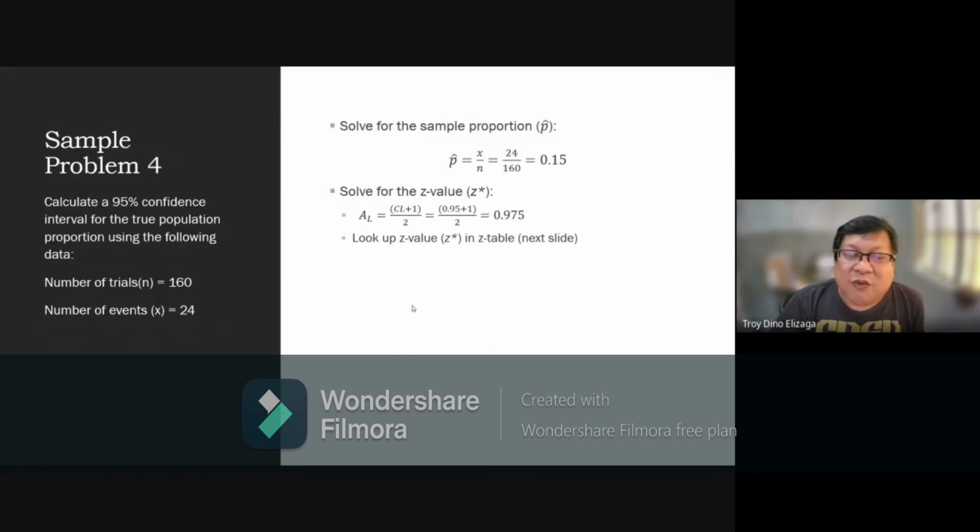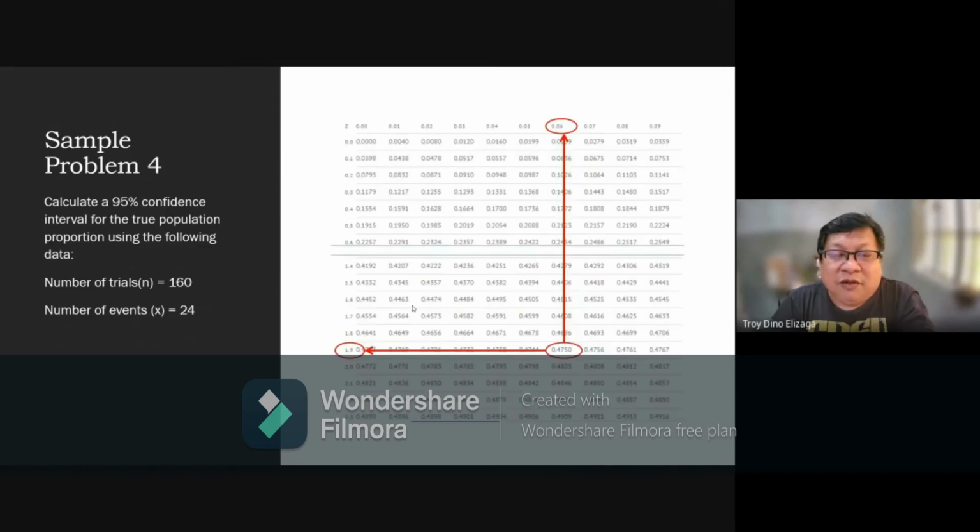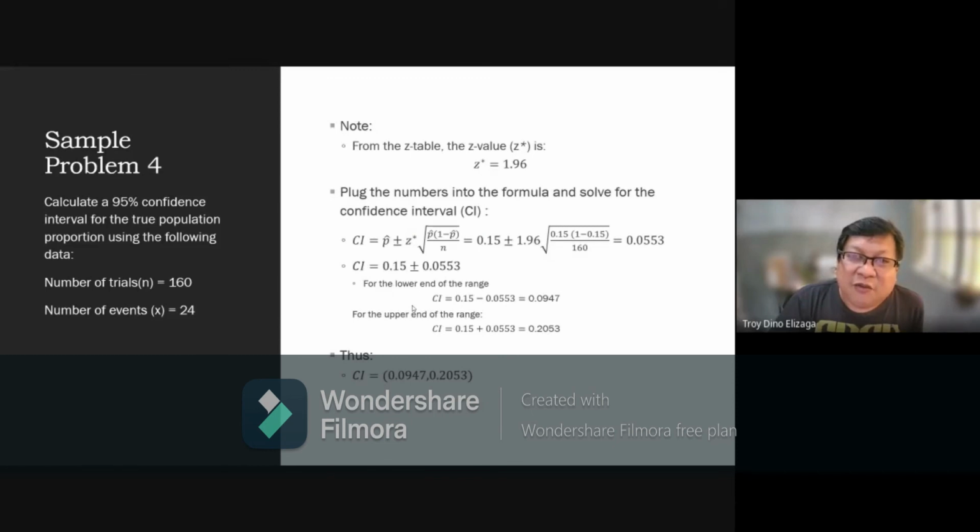And then next we solve for the z value. To get the z value, we need to get the area to the left of the curve, which is (CL plus 1) over 2. Our CL is 0.95, plus 1, then divided by 2, and so we get 0.975. And so we look for the value here in this table, and we got 1.96. So we then plug the numbers into the formula and solve for the confidence interval.